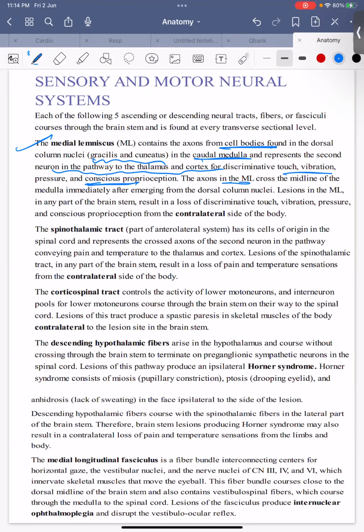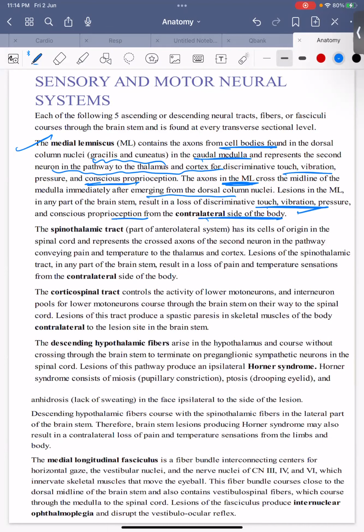Now, the axons of the medial lemniscus cross the midline of the medulla after emerging from the dorsal column nuclei. Now, a lesion in the medial lemniscus will cause the loss of touch, vibration, position, and unconscious proprioception on the contralateral side of the body because it has already crossed.